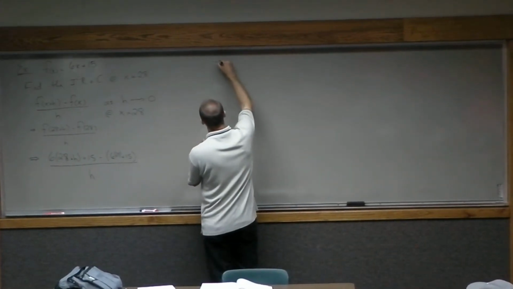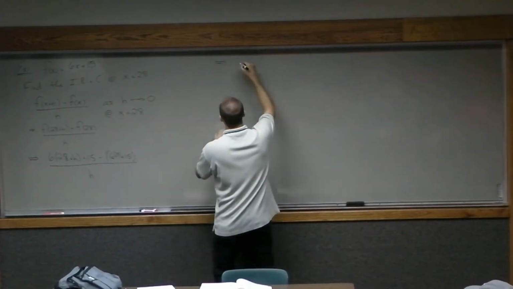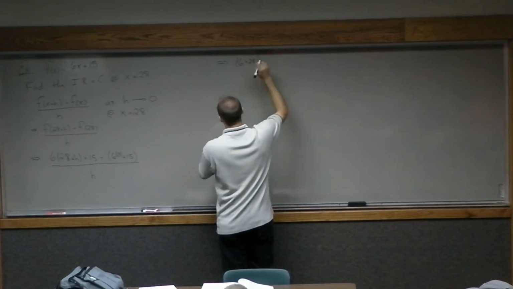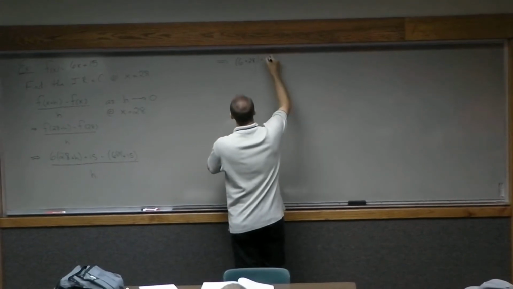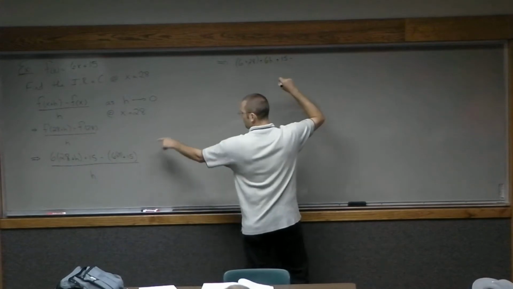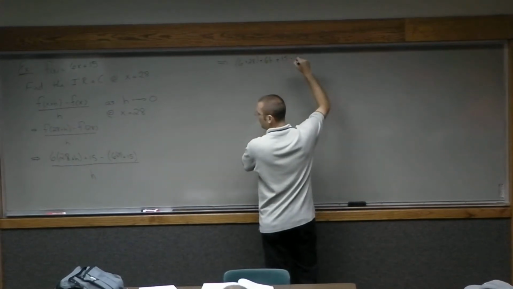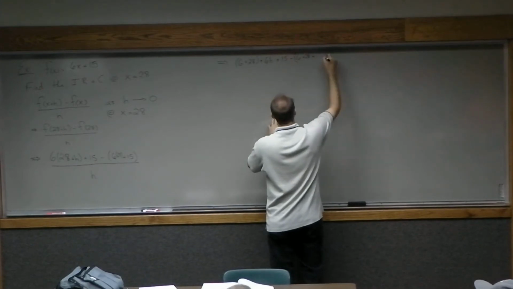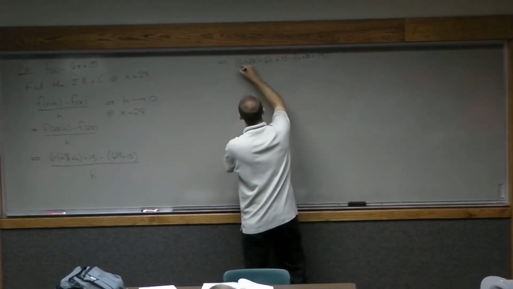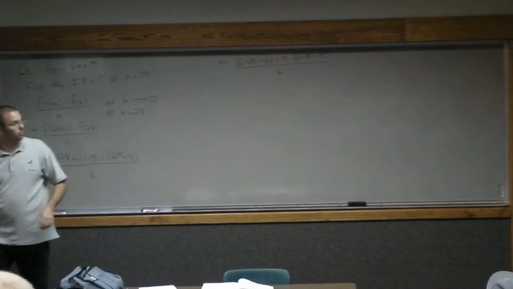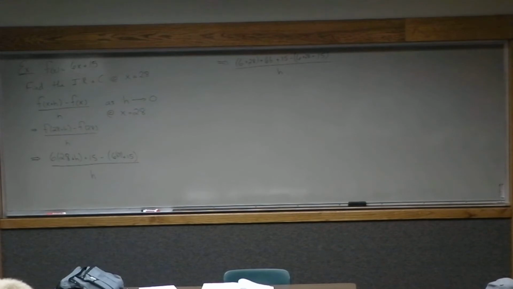Well, let's see. I'm going to leave this as 6 times 28 because I don't want to multiply it out. This is plus 6h plus 15 minus, oh, there's another 6 times 28. That's good. Go away. And then plus a 15 there. All of that is still divided by h. Simple distributive law stuff.